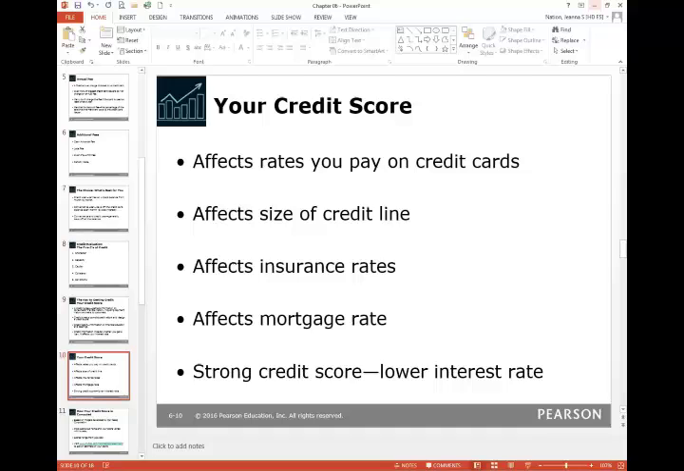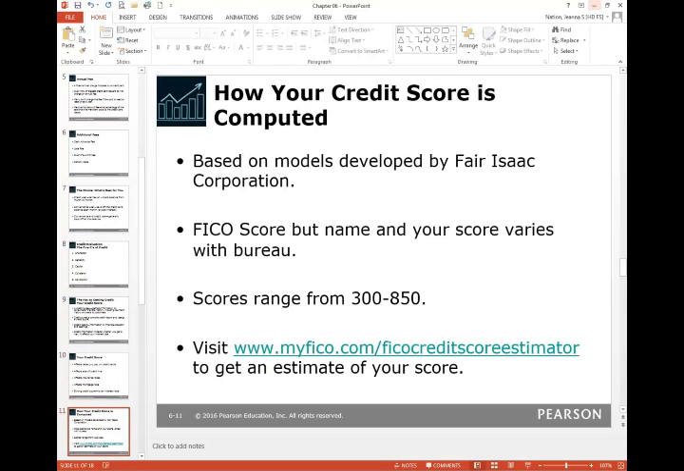And then a strong credit score, so the higher the score, the lower the interest rate and the larger size of debt you're going to be able to get. Your credit score is based on general models developed by the Fair Isaac Company, which is also known as the FICO score. However, each credit bureau has a slightly different formula or model. So when we're talking about the FICO score, we're talking about general models here, and everybody's going to have something slightly different. So with a FICO score, your scores range from 300 to 850.